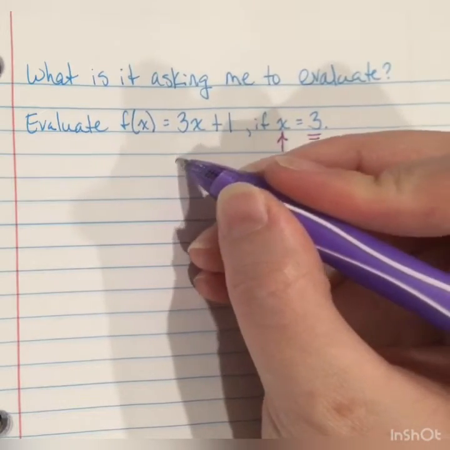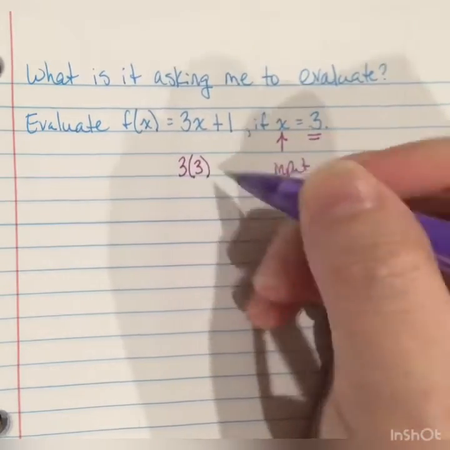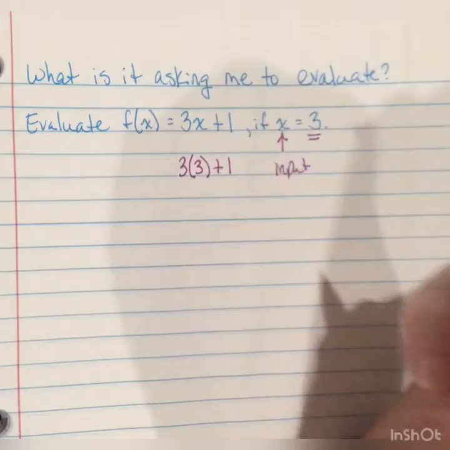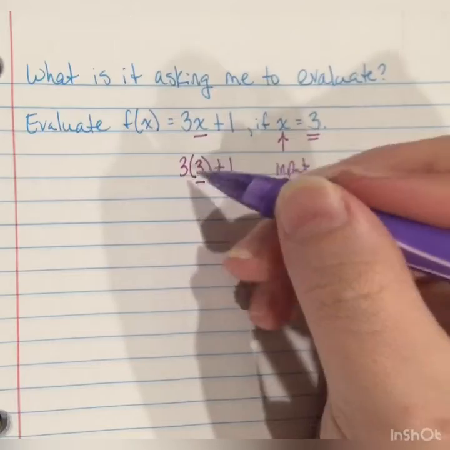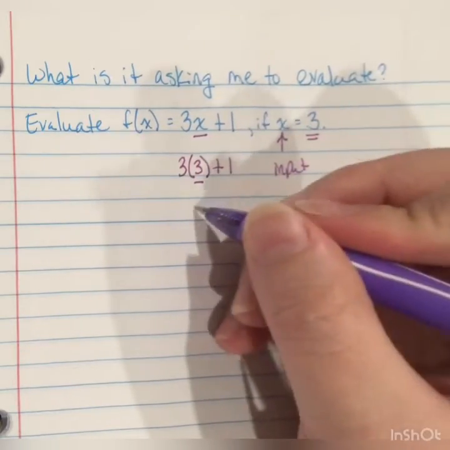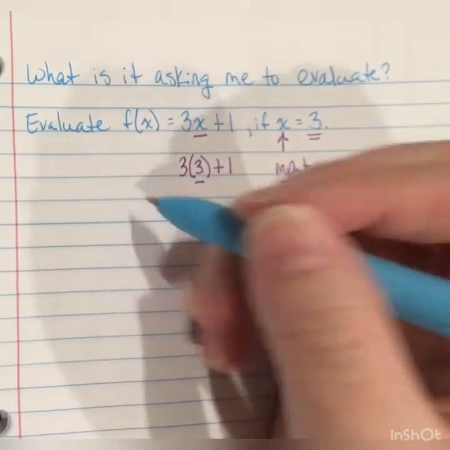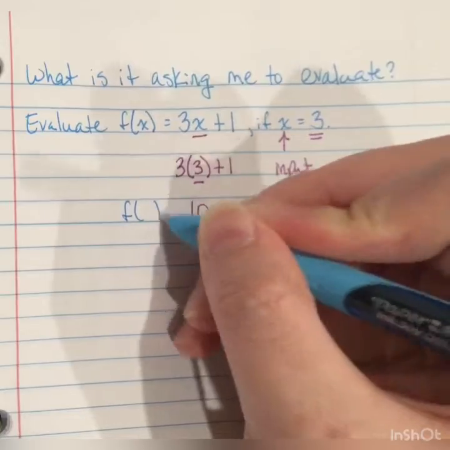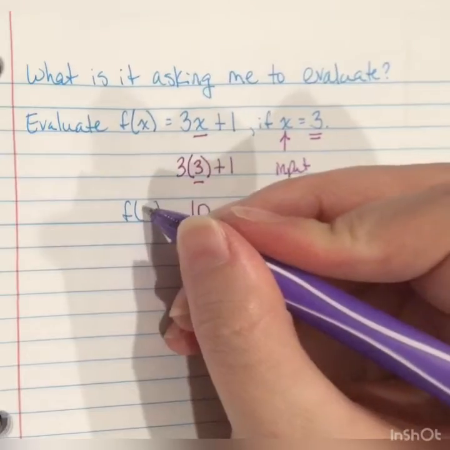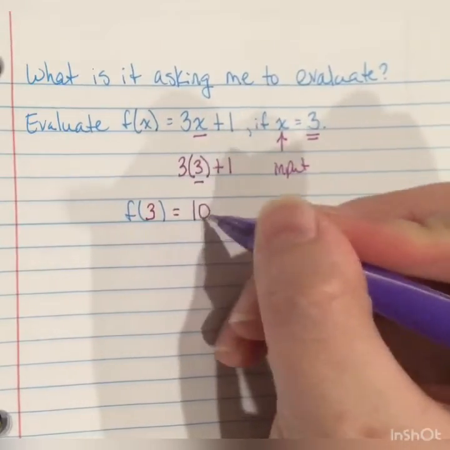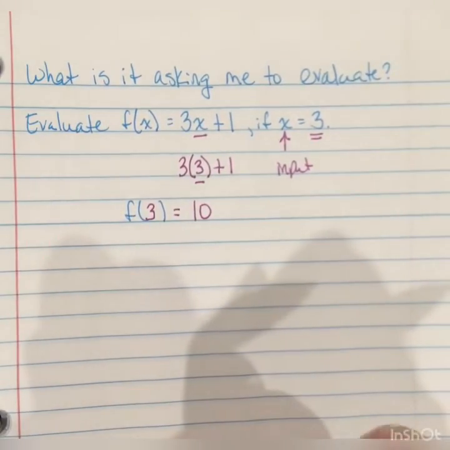So to solve it, we have 3, and instead of x, I'm inputting the other 3, bringing down the plus 1. So again, we just replaced x with 3, and if we solve 3 times 3 plus 1, we know the answer is 10. So what we see here is if we have f, and again, I can input the 3 here, f of 3 is equal to 10. So again, we're just replacing x with the value of 3.